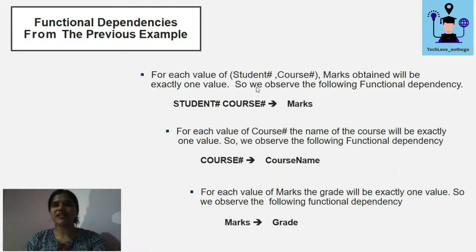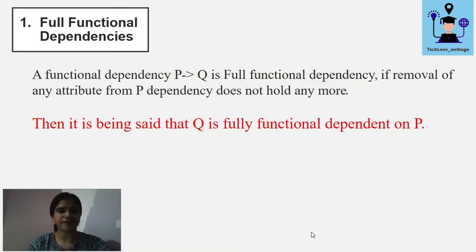So from the previous example, we know that the student number and the course number can uniquely identify the marks of the student. In the same way, course number can uniquely identify the course name. In the same way, with the help of the marks of the student, we can easily get the grade of the student.